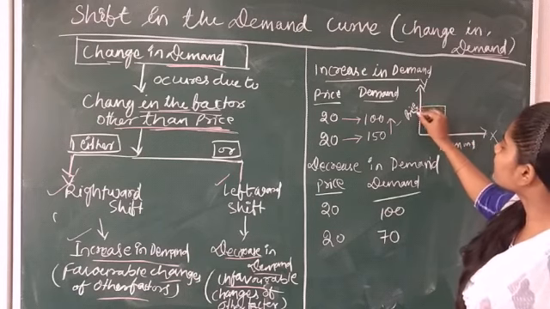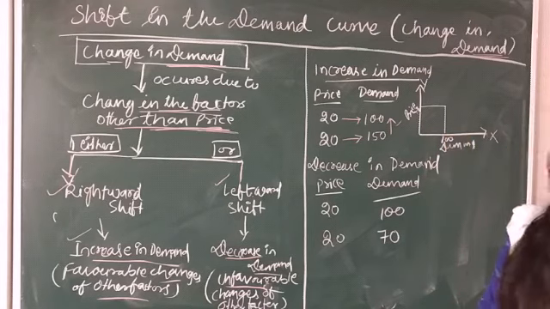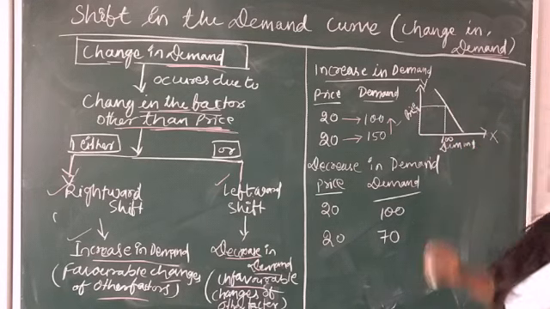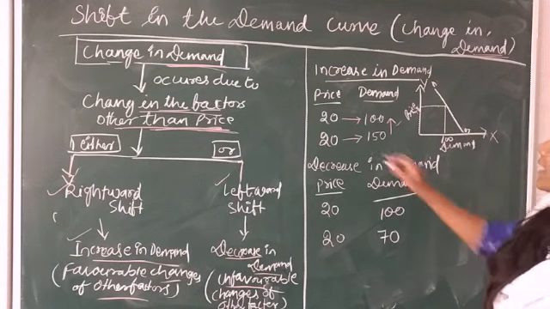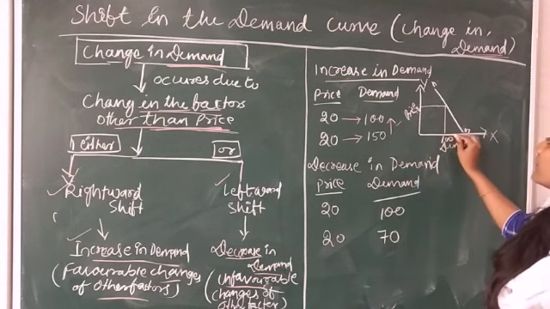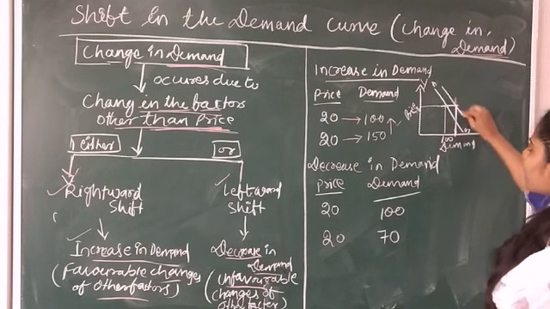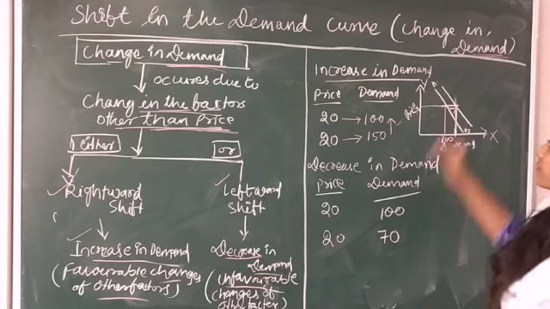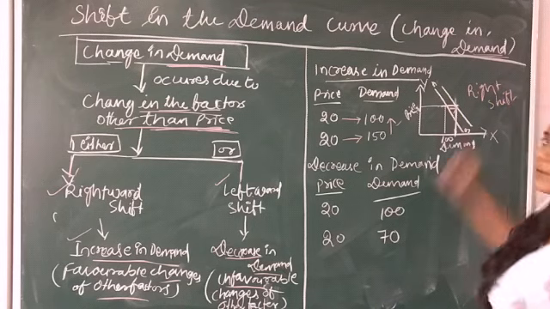So when the price is 20, the demand is 100, and the demand curve is like that. That is your A and B. And when the price is 20, the demand will be 150. 150 means like this. So the demand curve will be like this. That means there is a rightward movement, or we can say that the demand curve shifts rightward.